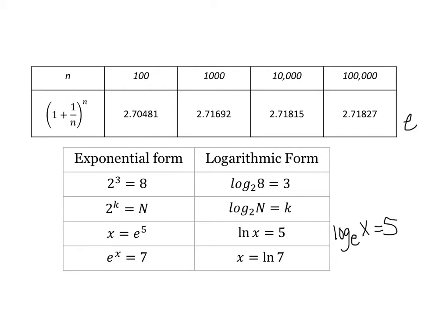And then the reverse is also true. If we have e to the power of x equals 7, then x is equal to the natural log of 7. Or again, we could think of it as log base e of 7 would be equal to x.